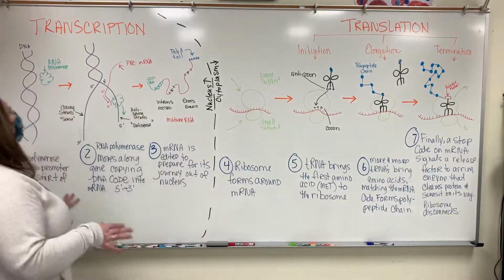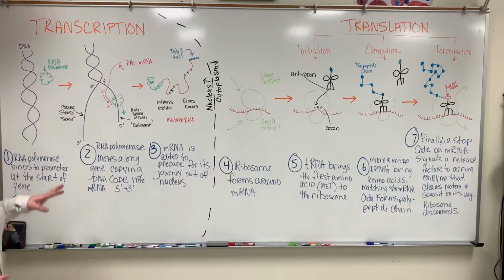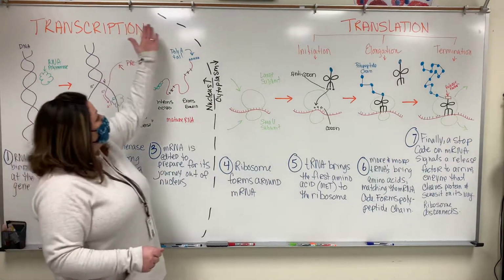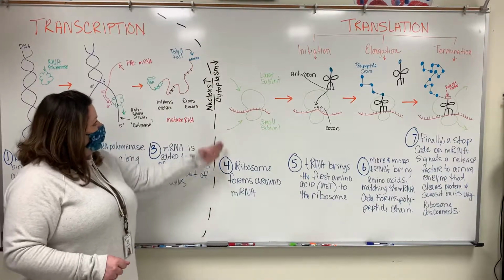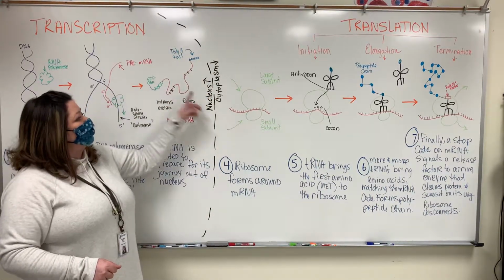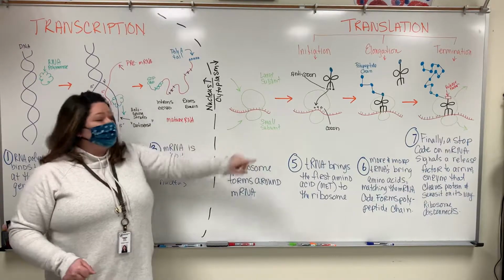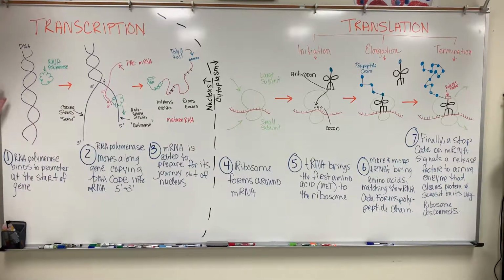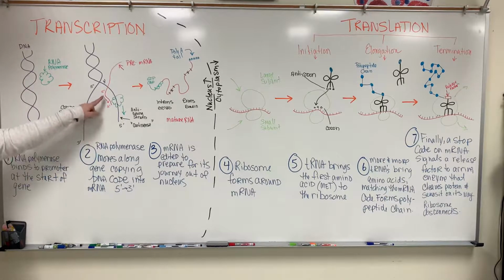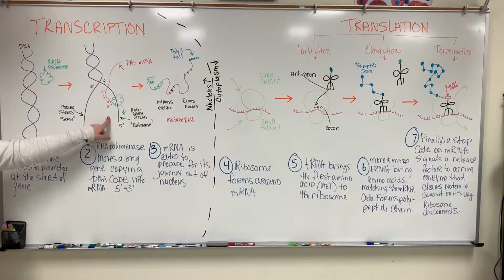Okay, so the first part of this process starts in the nucleus. So this black line here is showing you this side is the nucleus, that side is out in the cytoplasm. First you start out with DNA in your nucleus. RNA polymerase is going to bind to your DNA strand, open it up, and start coding a segment of mRNA.